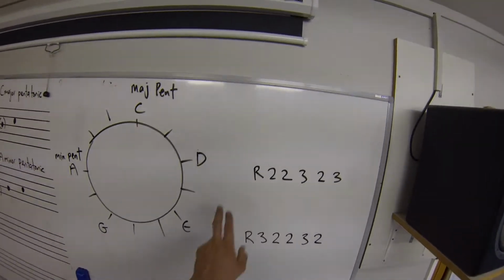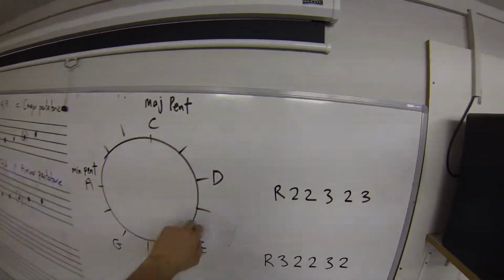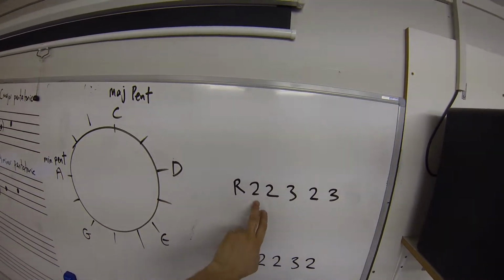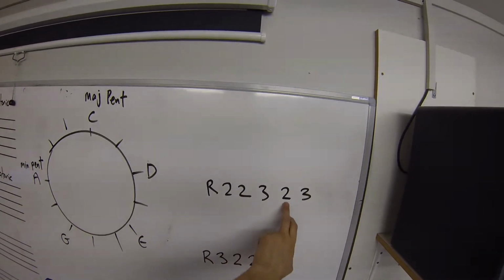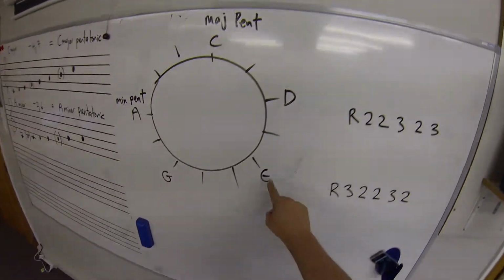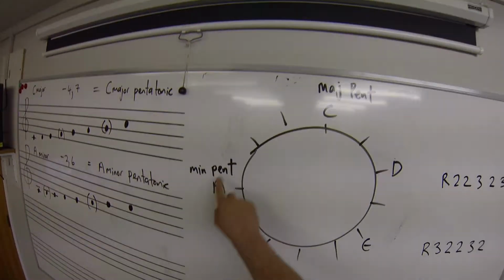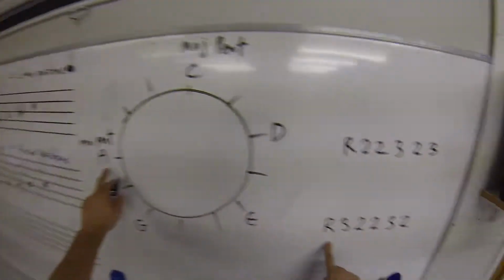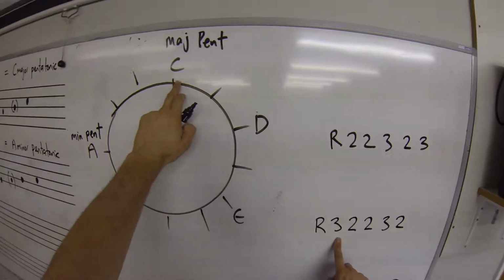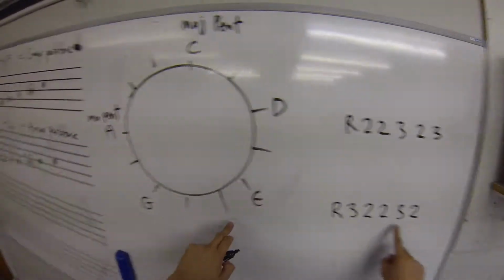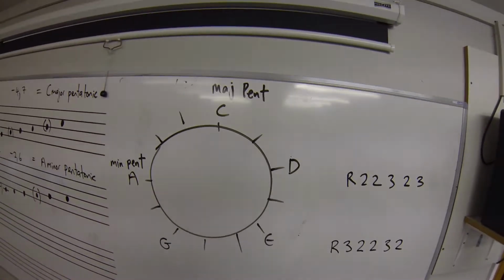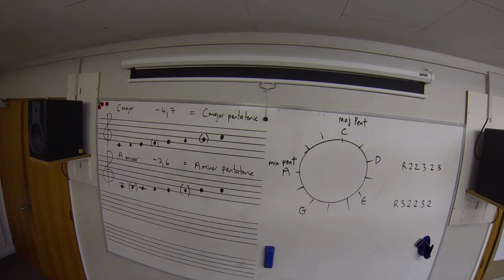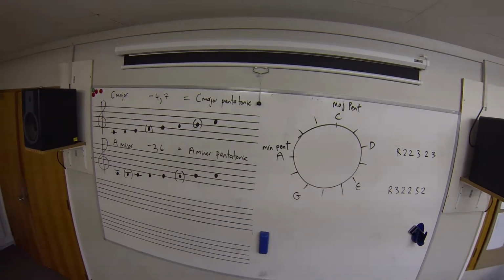And if you like the maths of step patterns, you could learn the major pentatonic as root, 2, 2, 3, 2, 3. You'll see those jumps of 3 there. And the minor pentatonic you could learn as root, 3, 2, 2, 3, 2. And really, in a nutshell, that's all you need to know about major pentatonics and minor pentatonics.